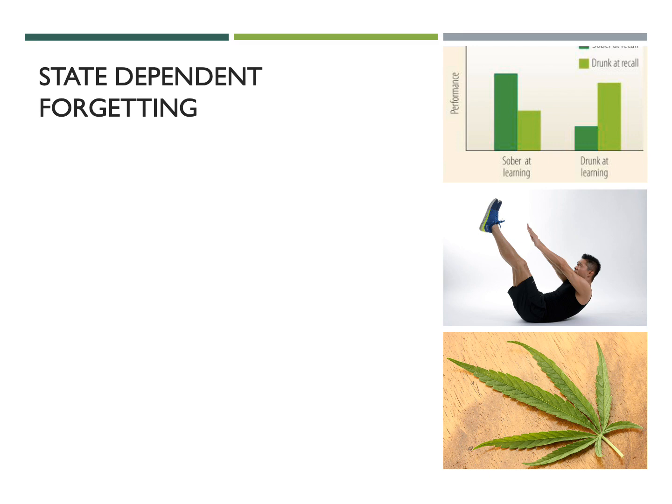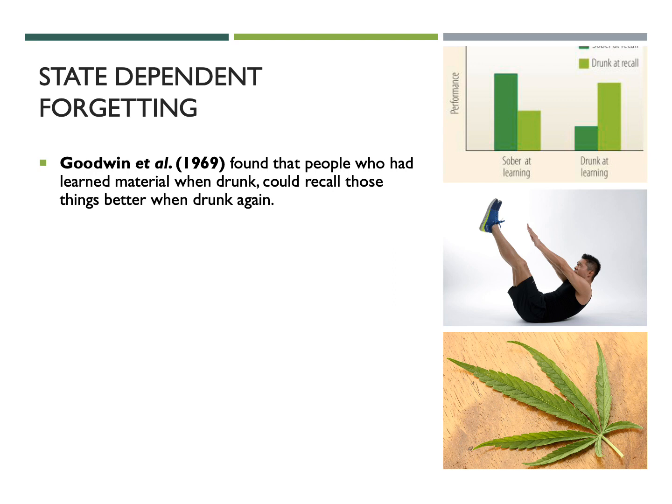Okay, and then the last one is state-dependent forgetting. So it's not just the environment that acts as a cue for memories that we may have forgotten, but also our states. So our emotional states can help us remember things that we'd forgotten. So Goodwin found that those who had learned material when drunk could recall those things better when drunk again. And the little graph on the right shows their results. So if the participants were sober when they learnt the words, they recall better when sober. But interestingly, if they were drunk when they learnt the words, they recalled the words better when they were drunk.